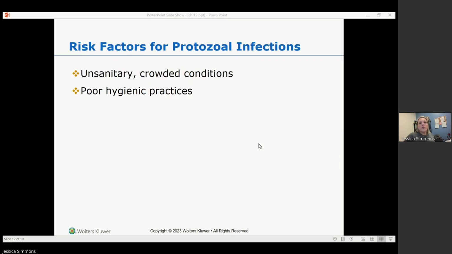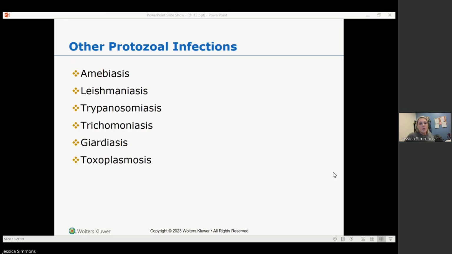Risk factors for protozoal infection include unsanitary crowded conditions and poor hygienic practices, so not washing the hands, and unsanitary water, like water that isn't sanitized properly, where you can get these infections. We already talked about other infections. It could be amoebas, trichomonas, giardia, toxoplasmosis. Those are your most common ones.